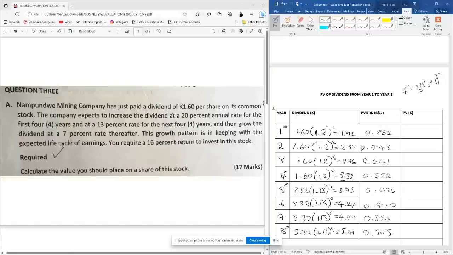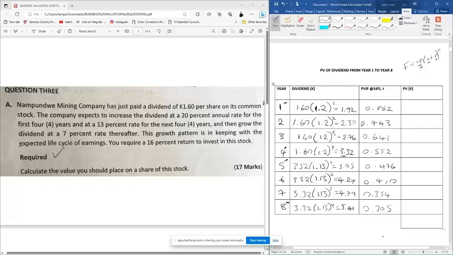that we are going to use to basically discount each of the dividends that have grown at 20% and 13% respectively, right? We discount them, we know their present value. Once we know their present value, we calculate the total present value of these dividends, and then we can now use it to calculate the valuation of our common stock, or the value of our common stock.